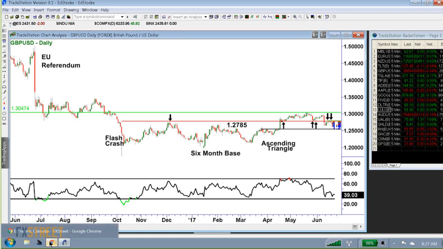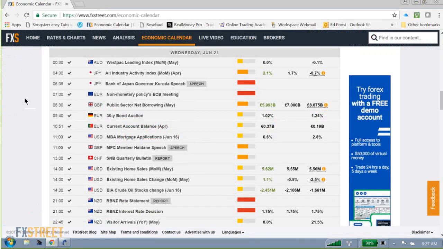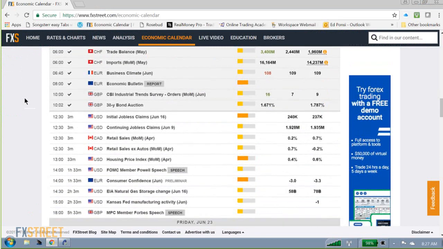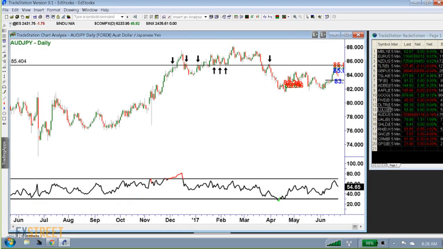Let's take a look at the economic calendar here to see if we have anything coming up in the next few minutes. Jobless claims in 3 minutes and housing price index in 33 minutes. We have retail sales for Canada in 3 minutes, and ex-autos retail sales in 3 minutes for Canada as well. Let's take a look at Aussie yen on the daily.